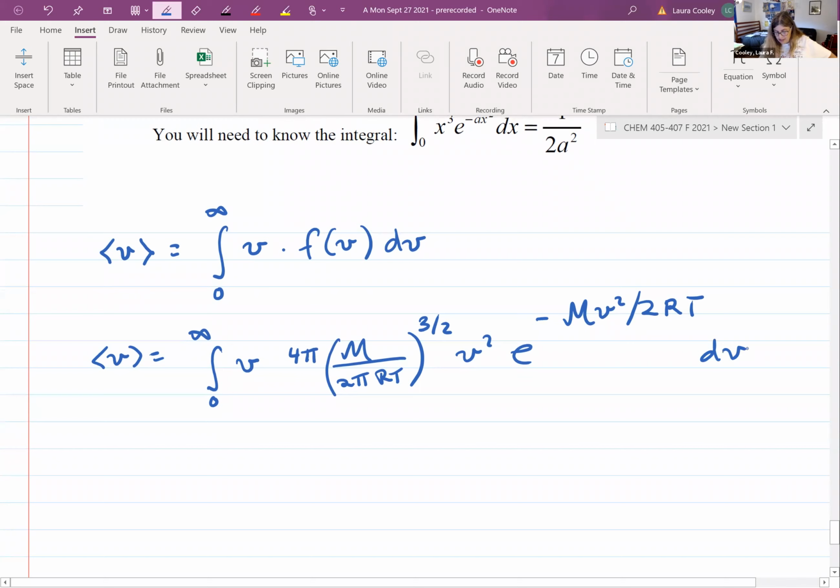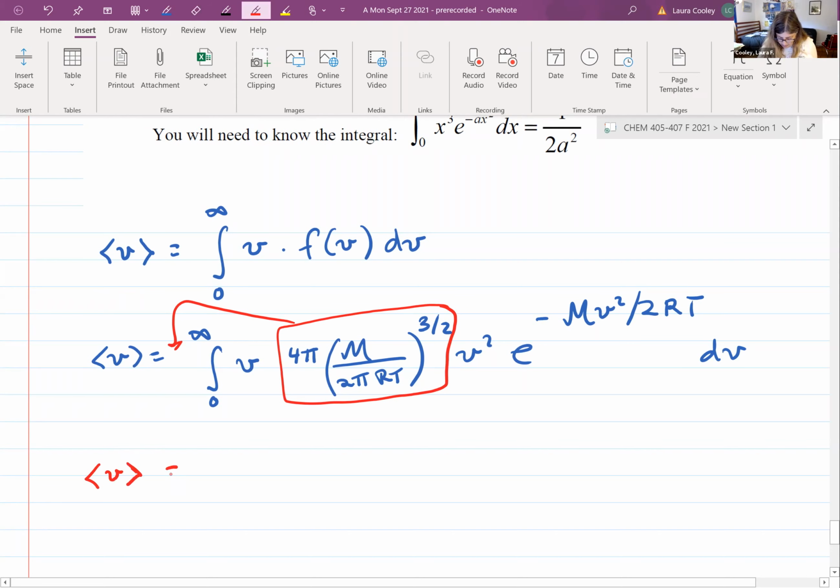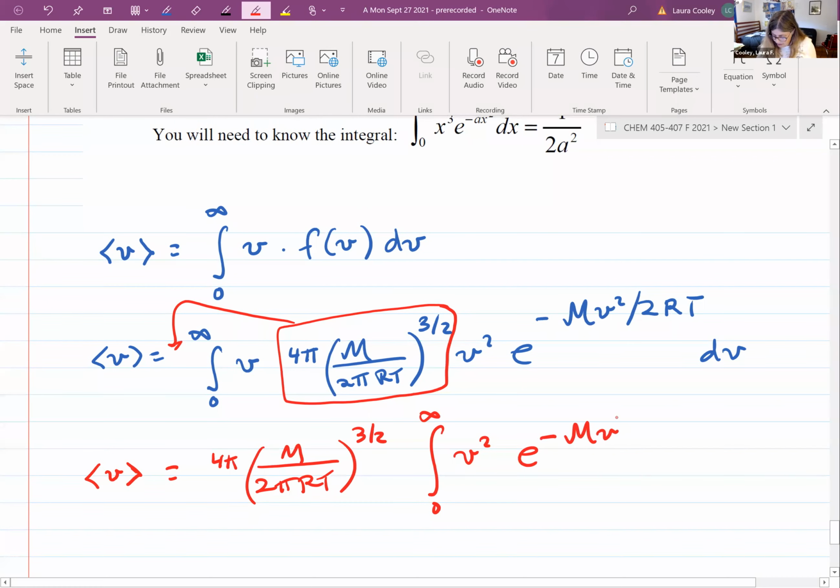But it really isn't because of what you're going to be given here. First of all, these constants will all come out to the front, okay? So our average V now will be a bunch of constants times v squared e to the minus mv squared over 2 RT dv.